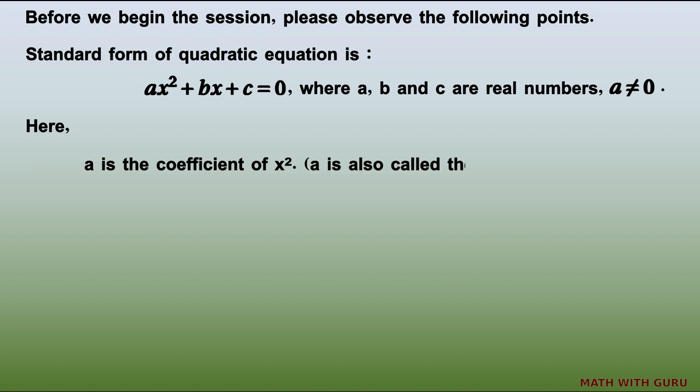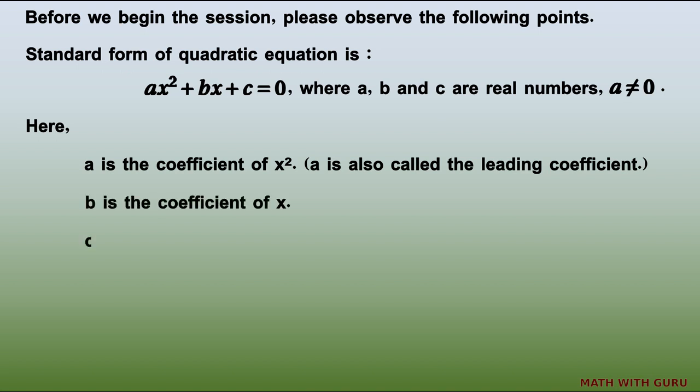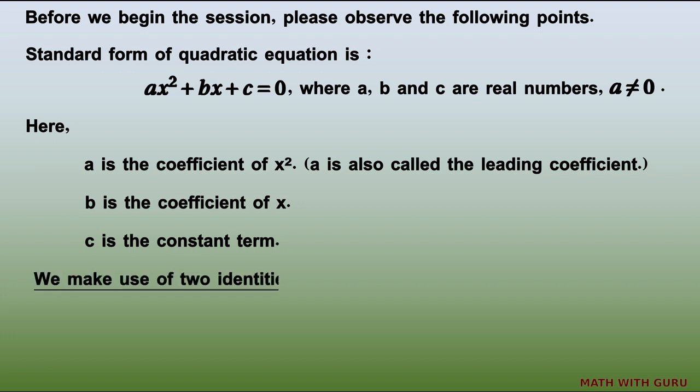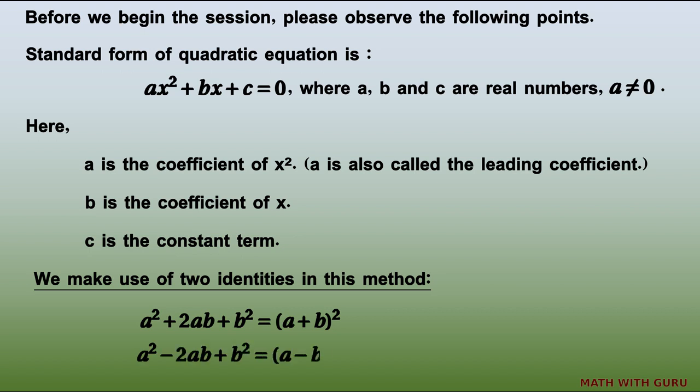Here a is the coefficient of x squared. A is also called the leading coefficient. B is the coefficient of x. C is the constant term. We make use of two identities in this method. a squared plus 2ab plus b squared equals (a plus b) whole squared, and then a squared minus 2ab plus b squared equals (a minus b) whole squared.